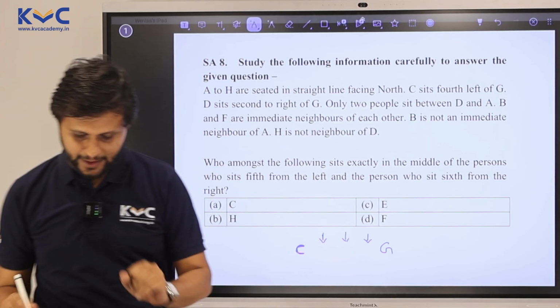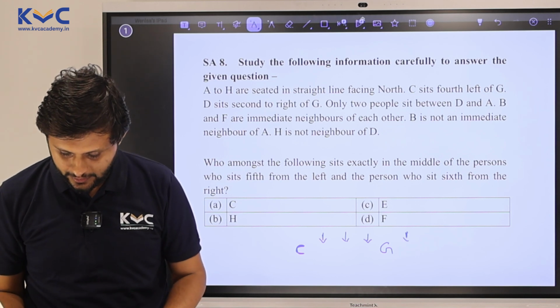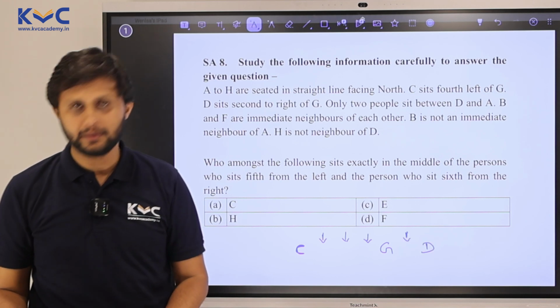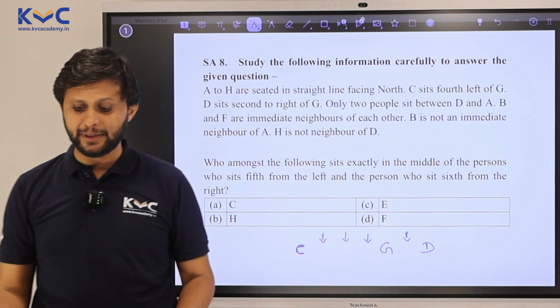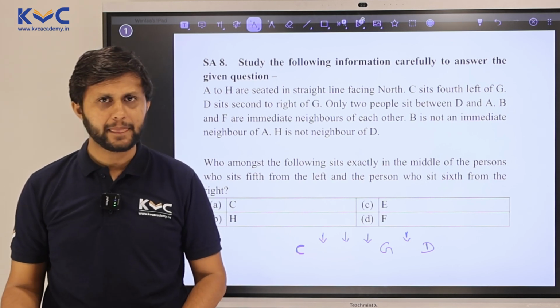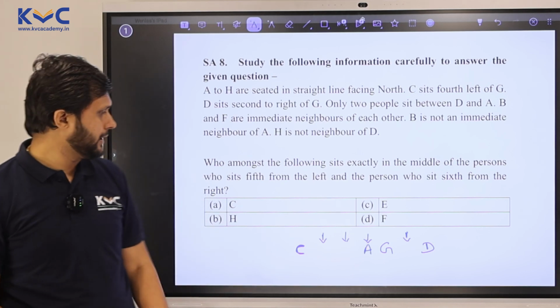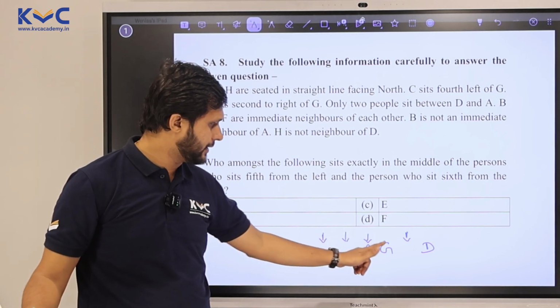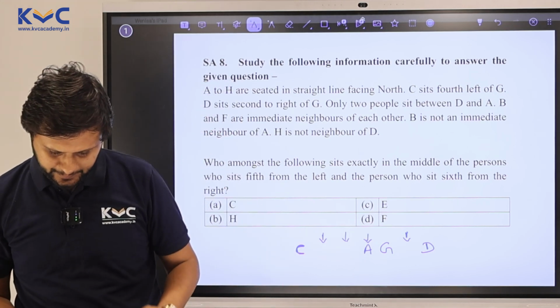This much is done. D sits 2nd right to G. Not here, here. D is seated over here. Only 2 people sit between D and A. So D is here. And if 2 people have to sit, where should A be? A should be over here. A, 2 people, and then we have D. Fine.